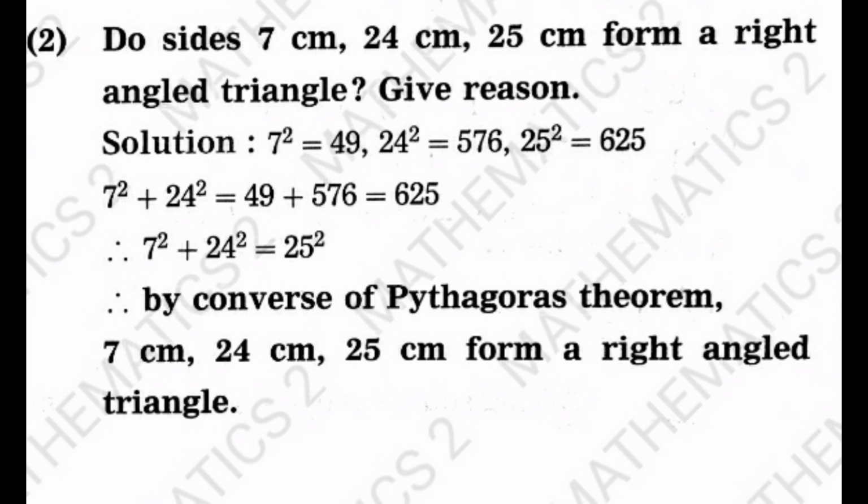So 7 square plus 24 square is equal to 25 square. It means the square of the largest side is equal to the sum of squares of the remaining two sides. And therefore, by the converse of Pythagoras theorem, 7 cm, 24 cm, 25 cm form a right angle triangle.